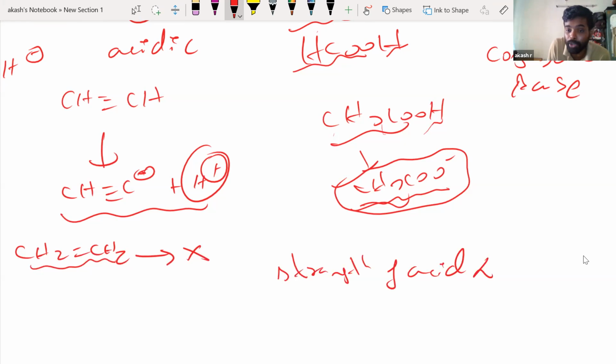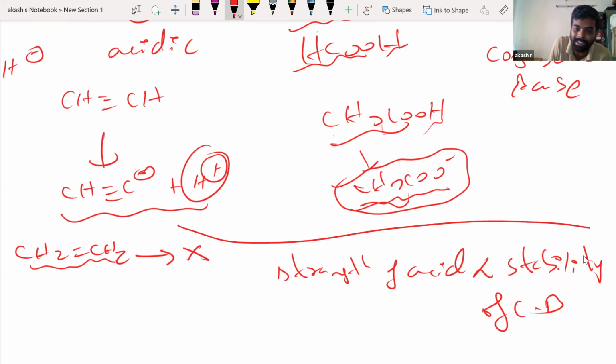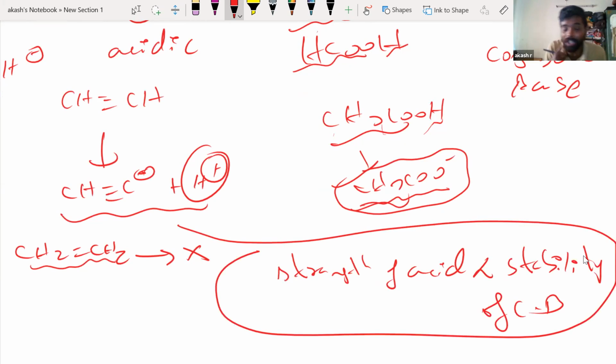Now, the answer to all the questions I'm asking you is that the strength of an acid is directly proportional to the stability of the conjugate base. This is what you have to understand, and you will be using this a lot in your organic chemistry. At least in 12th, you'll be using it a lot. In alcohols, you'll study it. In carboxylic acids, you'll use this. So the strength of an acid is directly proportional to the stability of the conjugate base.